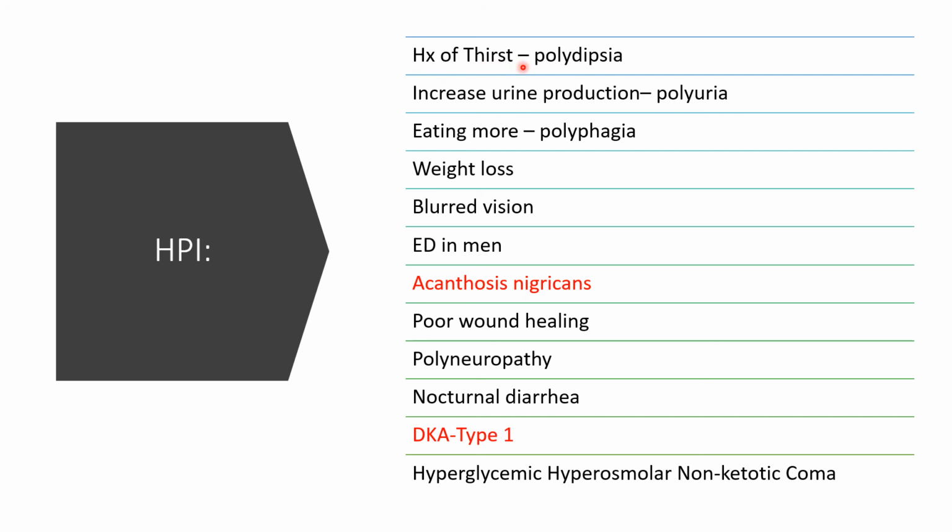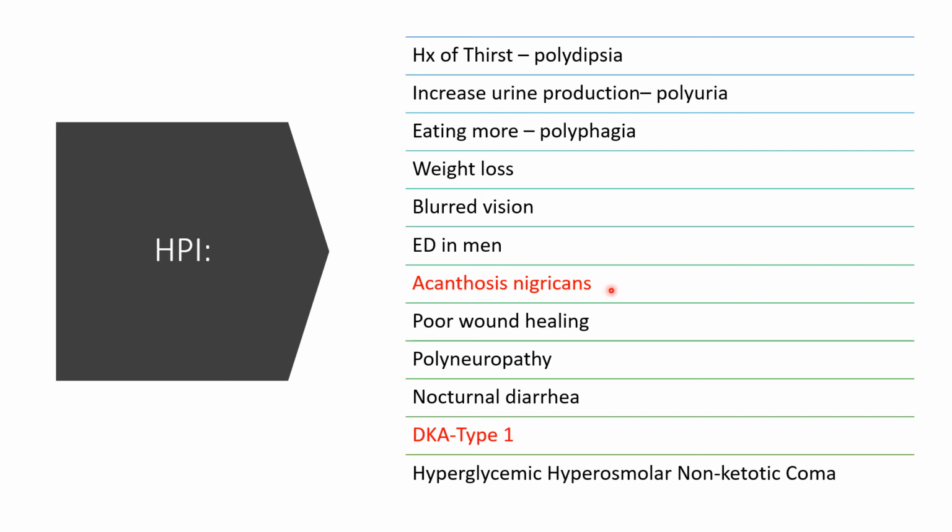History of thirst. And you are drinking more water. So you are thirsty and you are drinking more. Polydipsia, right? Drinking more water. Increased urine production, polyuria. Peeing more. Eating more, polyphagia. And at the same time, losing weight, weight loss. Blurred vision. Erectile dysfunction in men. In fact, that may be the first clue in most men, on account of which investigations will be done, and then the diagnosis of type 2 will be made.